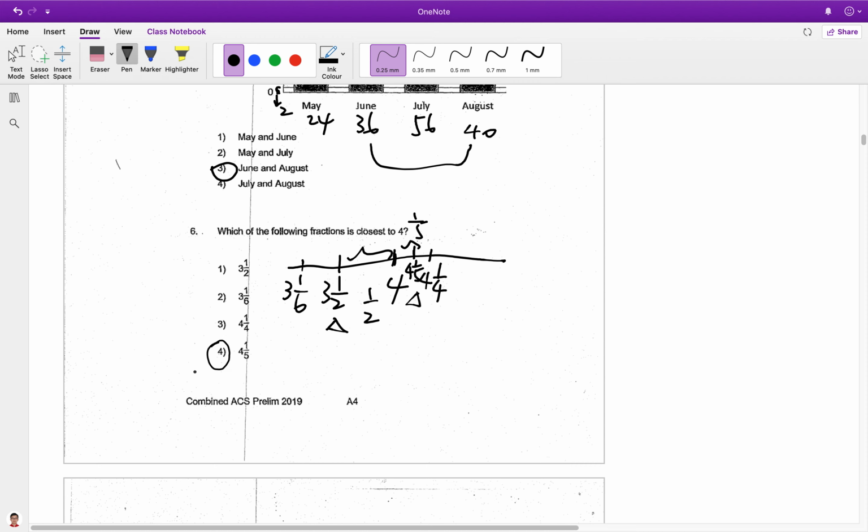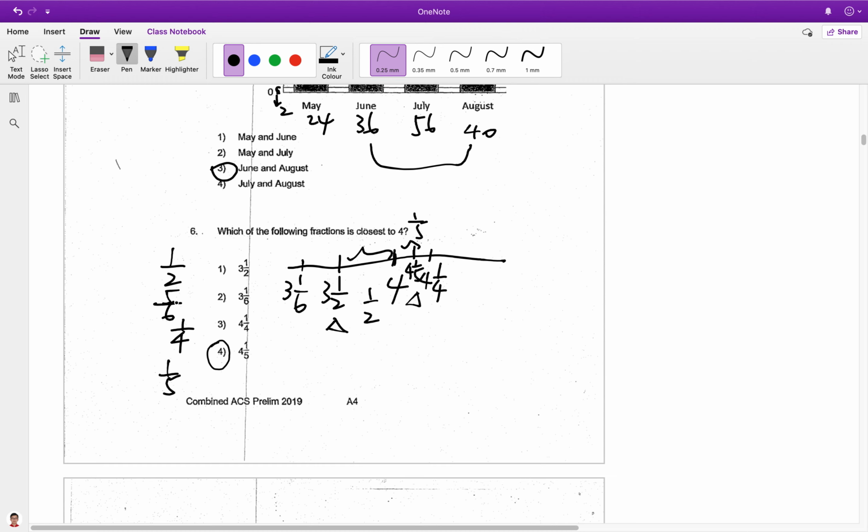And also what we can do is find the difference of each number to 4. This one, the difference with 4 is 1/2. The difference of this one with 4 minus 3 1/6 is 5/6. This one is larger, so we use this one minus 4, so it's 1/4. And this one is larger too, so the difference with this number is 1/5. So we just check which difference is smaller.